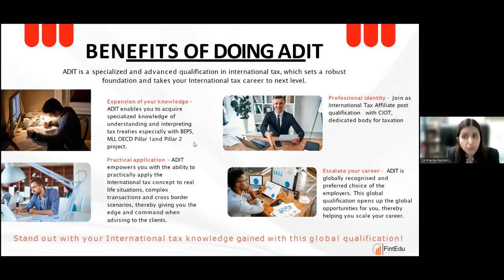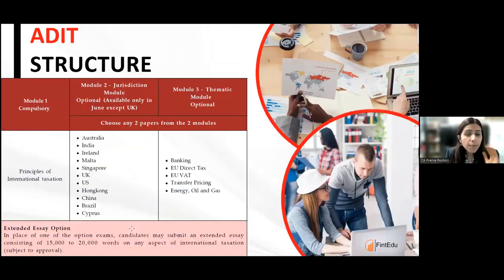Additionally, you get the professional identity. You get to join the CIOT as an international tax affiliate. You can use ADIT besides your name. So this will definitely give you a competitive edge. It will help you escalate your career. It will give you that recognition because you have learned something in a way which is focused only on the specific area that you are focusing on. It's a very, very specialized course. So that's where this course is very important if you want to take your career in international tax to the next level. Now, what does the structure of this course look like?